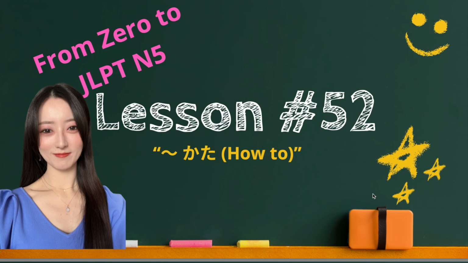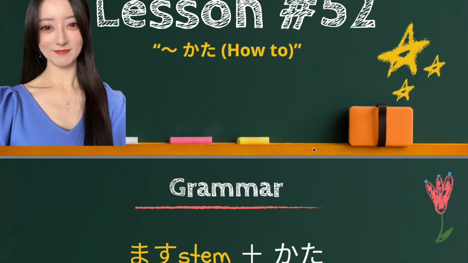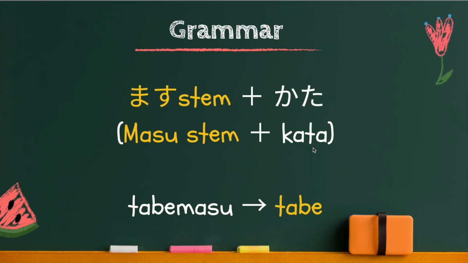From 0 to JLPT N5, this is lesson 52. So today we will talk about this grammar format, kata, which means how to in Japanese. Using this you can say things like, I don't know how to use chopsticks, I don't know how to buy a ticket, and so on. And this is the grammar format. Mas stem plus kata. So it's very simple.